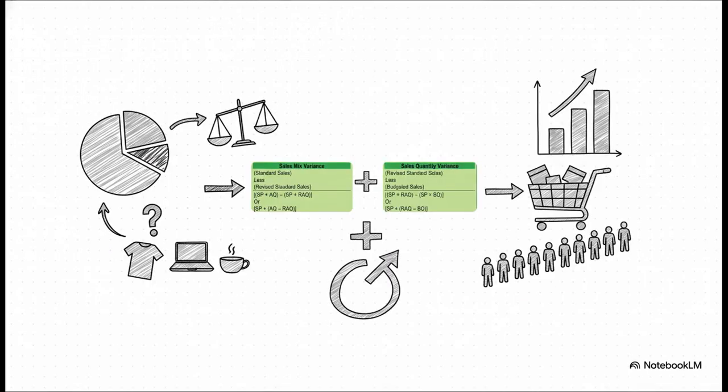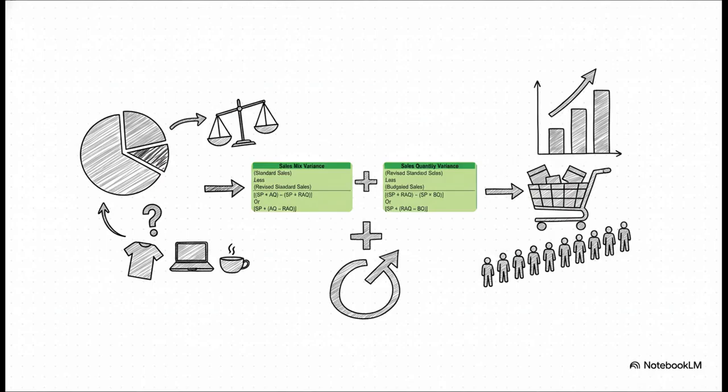And this slide lays it out perfectly. Our total sales volume variance now splits into two new clues. On one hand, we have the sales mix variance. This tells us if our sales shifted towards our more profitable products, or our less profitable ones. And on the other hand, we have the sales quantity variance.